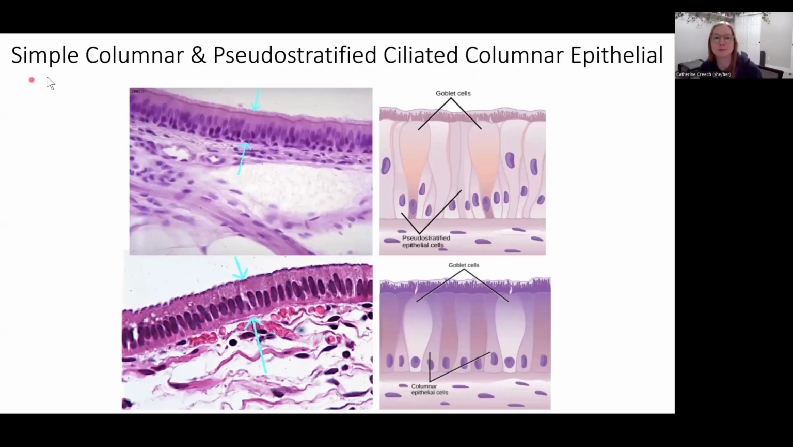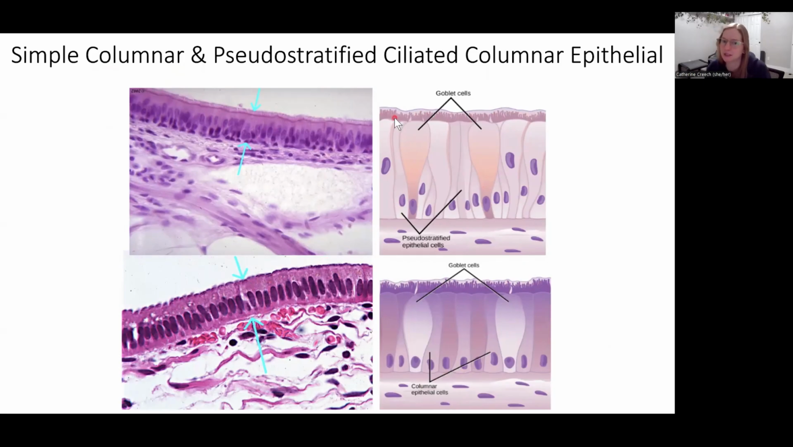We have simple columnar and pseudostratified ciliated columnar. This is our columnar cells. They look long and narrow like a column. Here's the top, here's the bottom. Here's the animation or drawing of it. These are column shaped. Down here, we have another row of column shaped. There's cilia on top. Cilia help increase the surface area. Here are these long columnar cells.